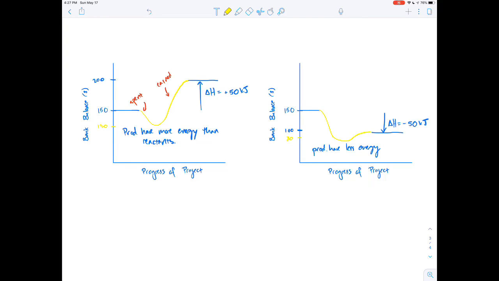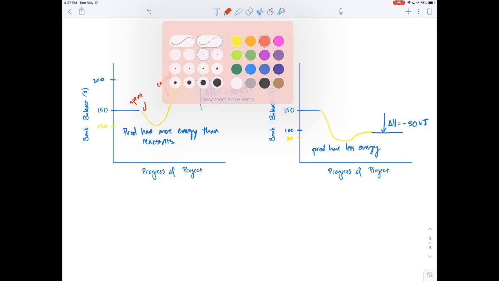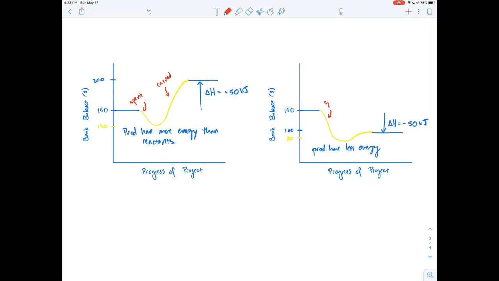Whoops. So this kid, conversely, spent 70 and earned 20 for a total of, and this one spent, what did I say, spent 20 and earned 70.